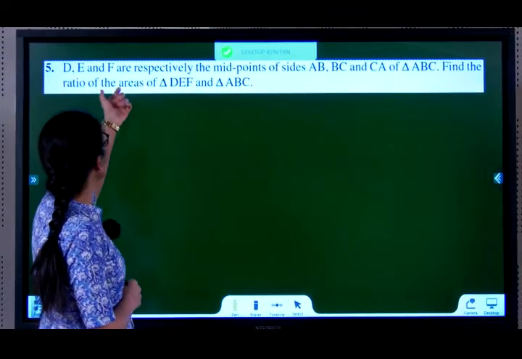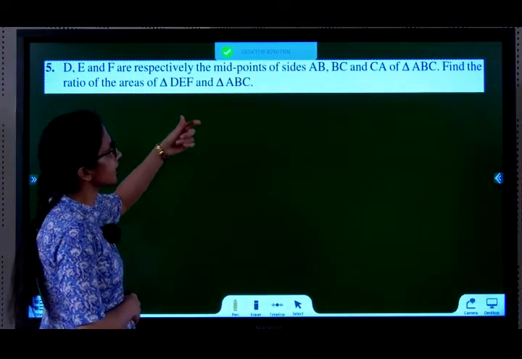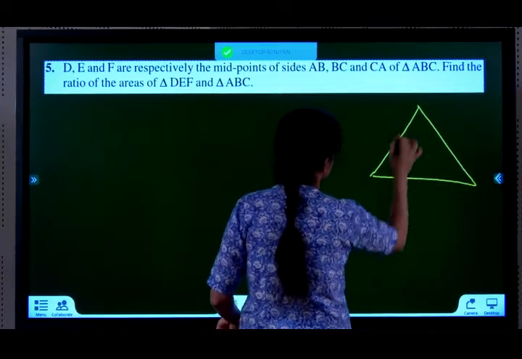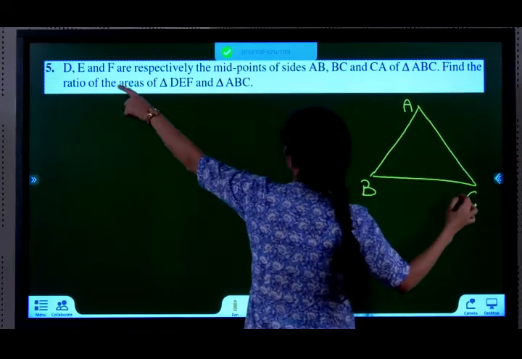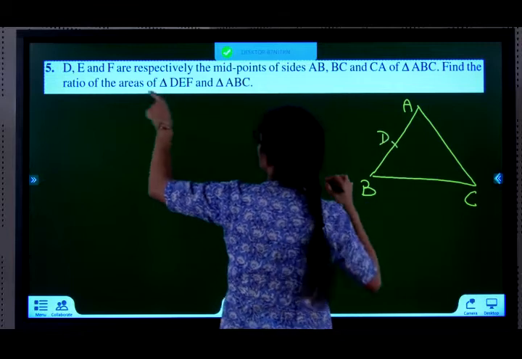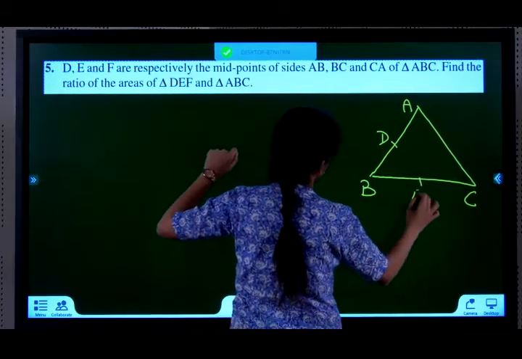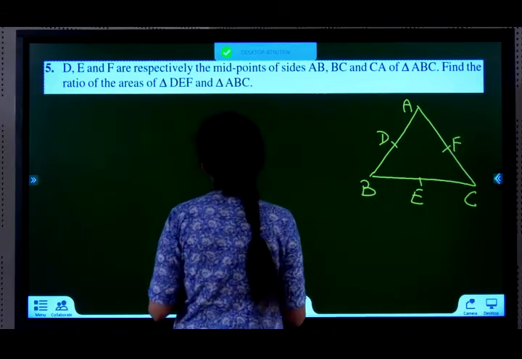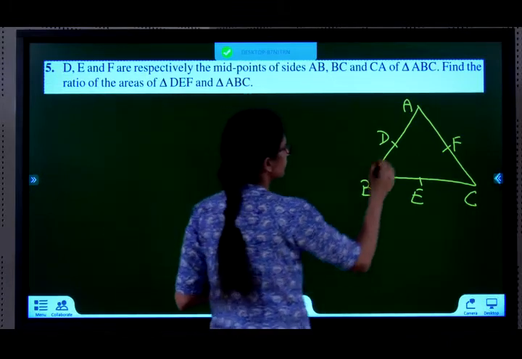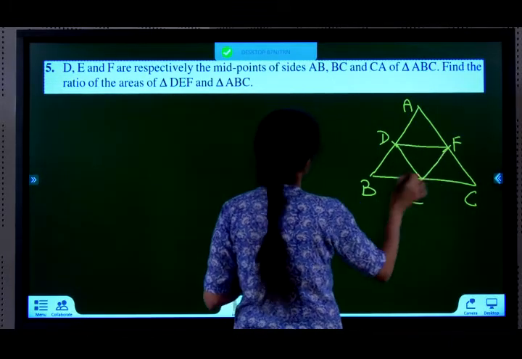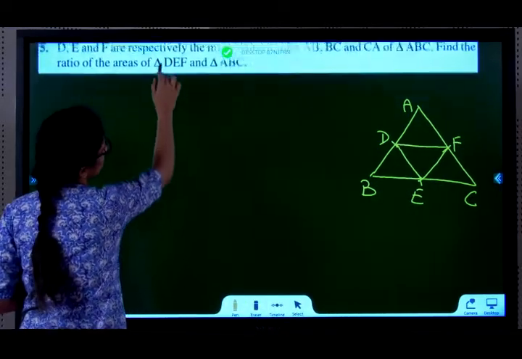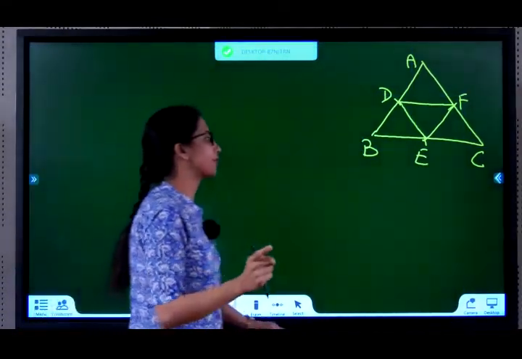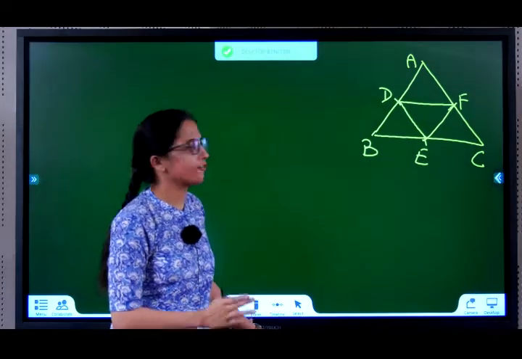Question 5. D, E and F are respectively the midpoints of sides AB, BC and CA of triangle ABC. So first let's draw the triangle ABC. D is the midpoint of AB, E is the midpoint of BC, F is the midpoint of AC. Find the ratio of the areas of triangle DEF and triangle ABC. Okay. So now what is given in the question? Please write down given: D midpoint of AB, E midpoint of BC and F midpoint of AC.